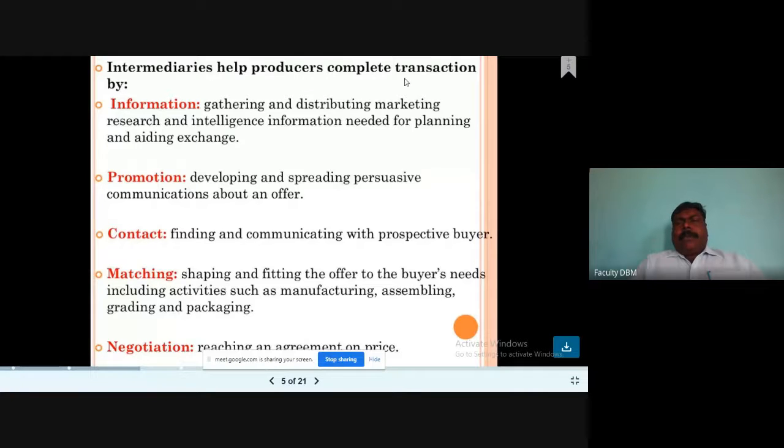Intermediaries help producers complete transactions by information. First thing is information. We need to gather where it is found, where it will be, where it has to go, who has to take it. So, gathering and distributing market research and intelligence information needed for planning and aiding the exchange of goods and services from the producer to the agent, to another agent, to the courier, to the broker, to the retailer, and to the consumer. That is how the information distribution plan will work. Promotion: developing and spreading persuasive communication about the offer.